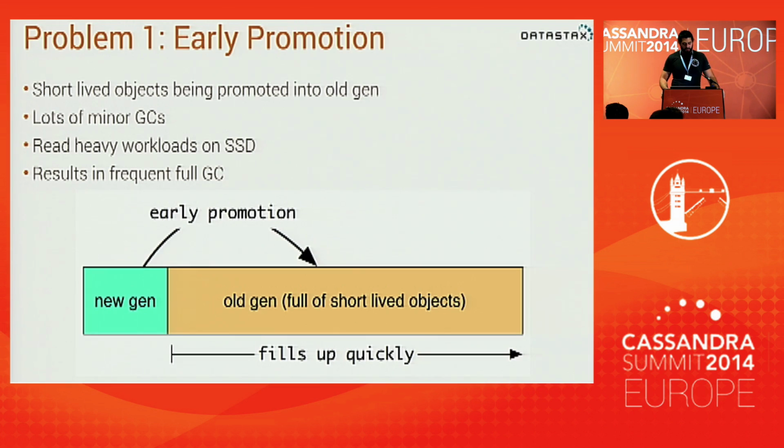I'm sorry. The problem with early promotion is if you have short-lived objects that are being promoted prematurely into the old gen. And that's when you have a lot of minor GCs. And what I've seen this on is read-heavy workloads on solid-state drives. So in this case, you actually want to increase the size of your new gen. And you can see here we've got early promotion into there.